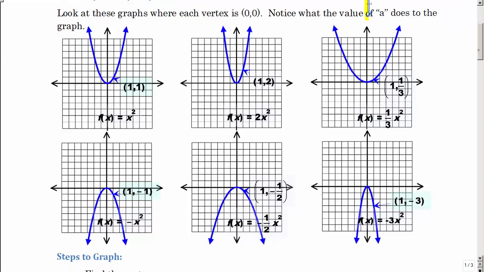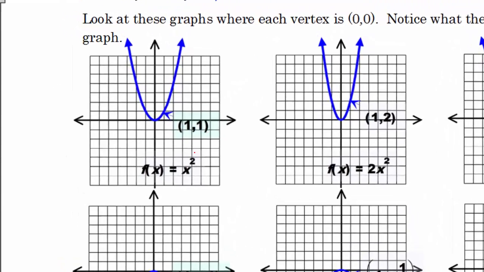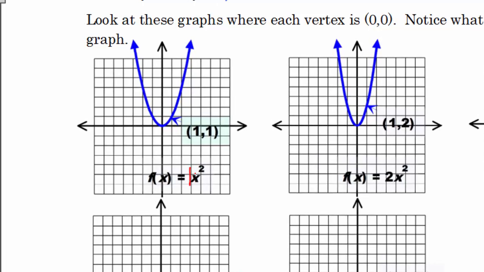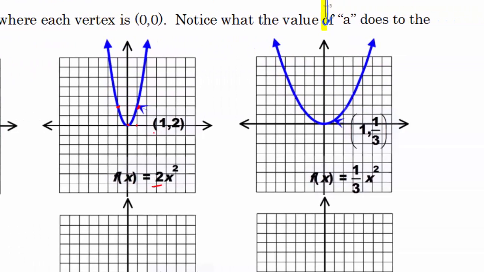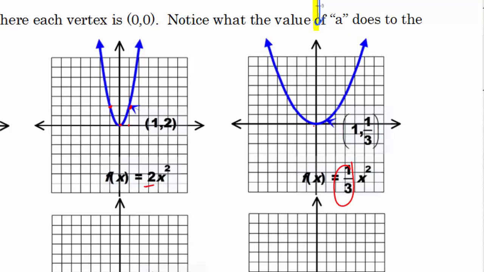Look at these 6 graphs. On this one, the value of a is 1, x squared, and our vertex is at 0, 0, and I went over 1 and up 1, and also the same thing on the left. You cannot continue this process, but it only works from the vertex. If a is 2, from the vertex you can go over 1 and up 2, and notice that the graph is somewhat skinnier, if you will. If a is 1/3, over 1 and up 1/3 kind of flattens out or gets wider.